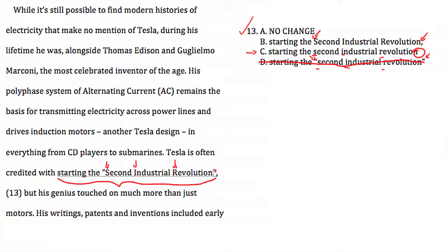We do want this comma here because this sentence is really made up of two ideas. We could end this sentence here. Tesla is often credited with starting the Second Industrial Revolution. That's a complete sentence. And if I remove this but, his genius touched on much more than just motors. That's a complete sentence as well. So we're putting two sentences together with a but, and we definitely need this comma here. So we can't get rid of the comma, so C must be incorrect as well.